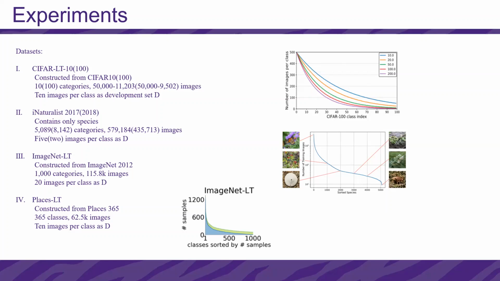And they extracted 10 images per class at the development setting, and you can see the distributions of the CIFAR long tail. The imbalance factor is here. They influence the distribution of the datasets, as you can see. And here is the iNaturalist and the Places long tail. They're all long tail distributions.